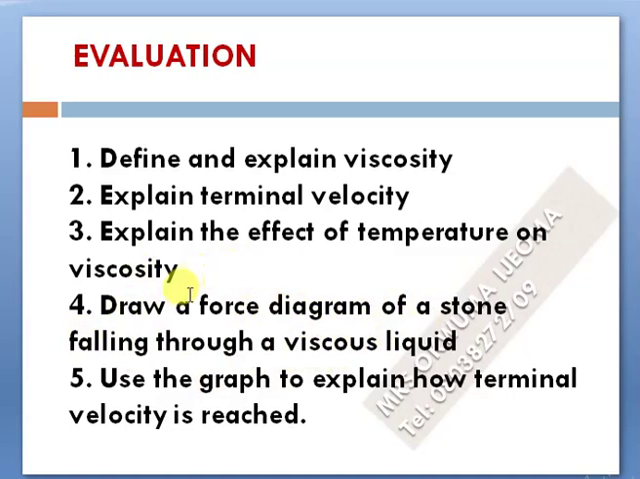Number 4, you draw a force diagram of a stone falling through a viscous liquid. Please, very important. These questions are being asked in WAEC. You know how to draw it. You know the forces that are acting on it, which is number 1, the weight of the stone acting downward. Number 2 is the upthrust of the liquid on the stone, which is acting upward, U. Then the viscous force or viscous drag, which is also acting upward. Then you use a graph to explain how terminal velocity is reached.